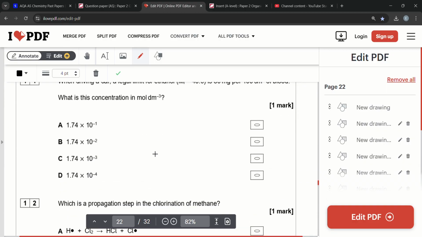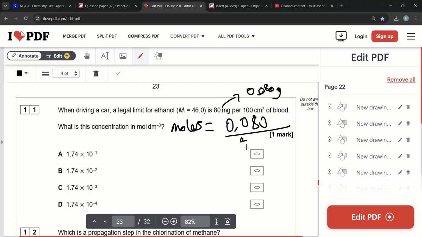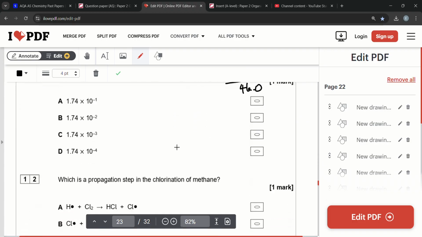When driving a car, the legal limit is 80 milligrams per 100 centimetres cubed. What's the concentration? First we find the moles. Moles equals mass divided by Mr. We need to convert to grams, so 0.080 grams divided by 1000, then 0.080123 divided by 46. And we also know concentration and volume.